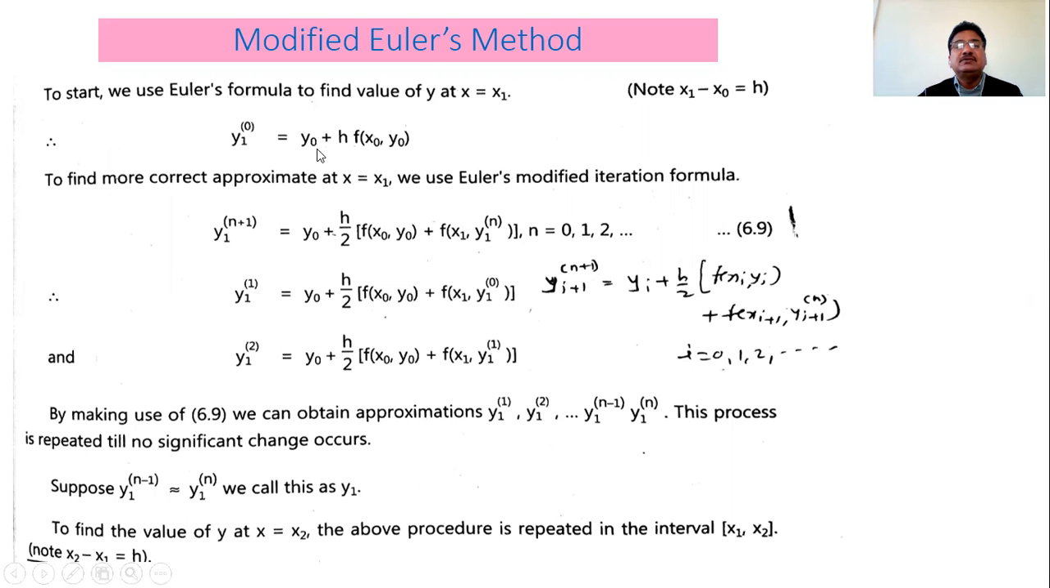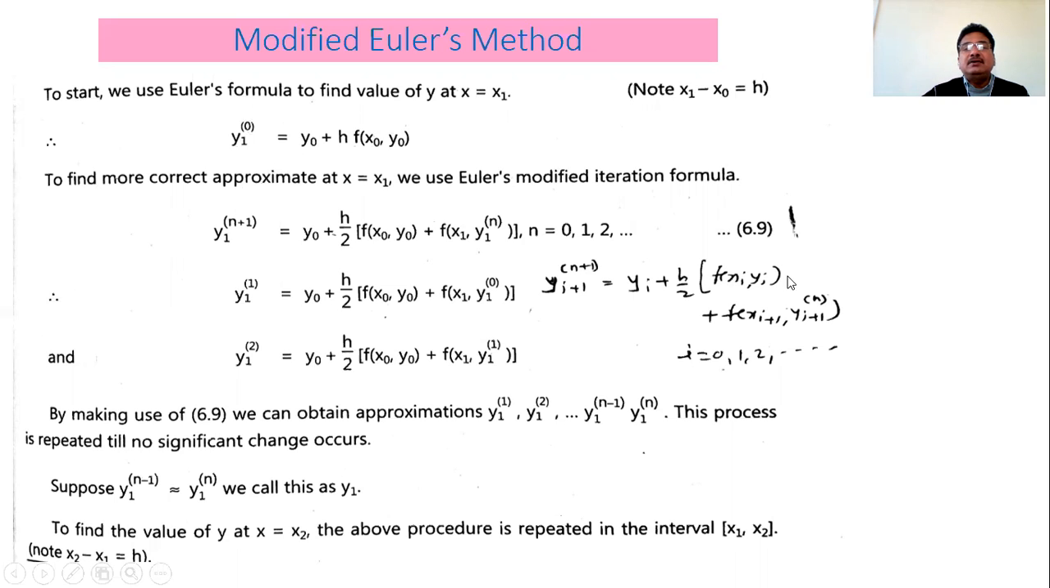Just say y1 0 instead of y1. And what is it? y1 0 is y naught plus h f of x naught, y naught. This is the formula used in Euler's method to denote y1. So here we just denote y1 by y1 0. This is the only change.